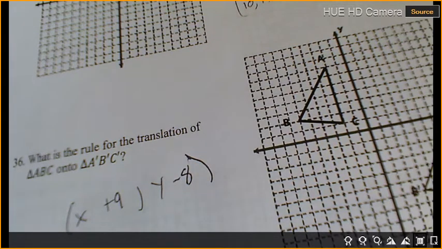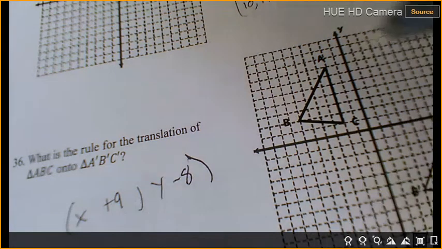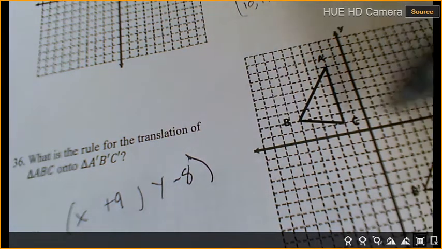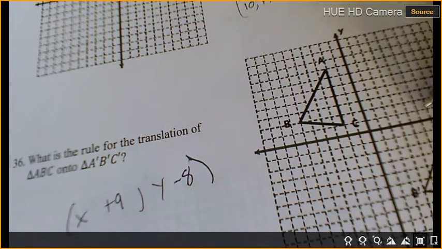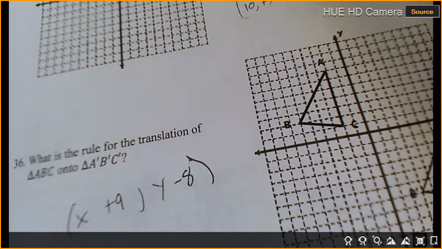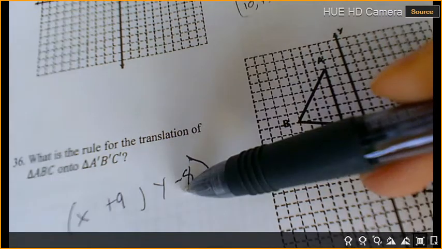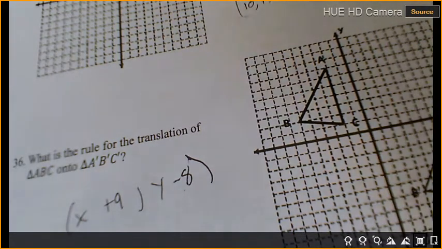Wait, so I found the way it transferred. If you're going from C to C over here, you go 1, 2, 3, 4, 5, 6, 7, 8, 9, not counting down. And then you'd count down to get 8. And then go 1, 2, 3, 4, 5, 6, 7, 8. Okay.